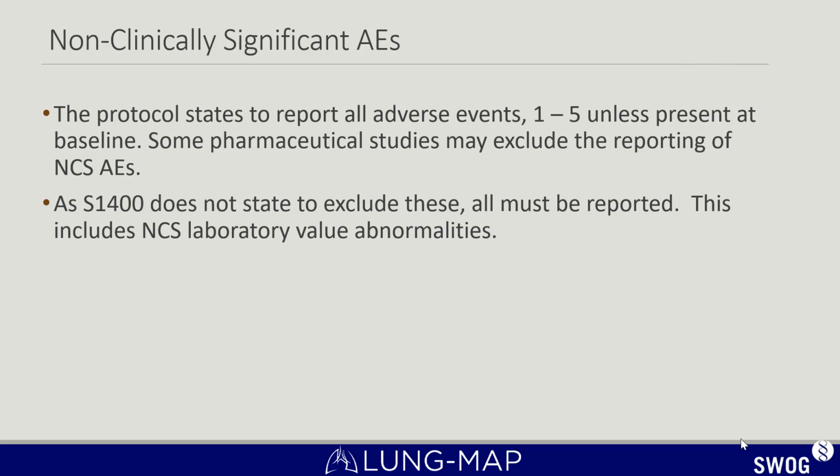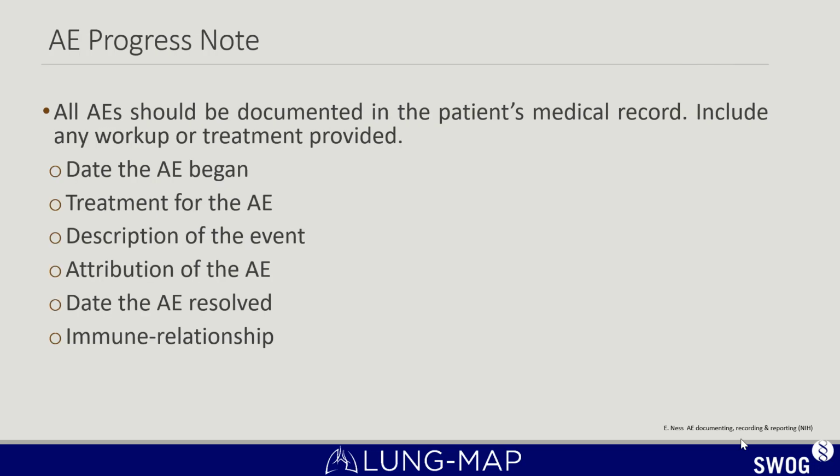Okay? So, the protocol says you need to report all adverse events grades 1 through 5 unless present at baseline. So some pharm study says you can exclude the reporting of non-clinically significant AEs, but 1400 says we need to report them all. And that includes non-clinically significant laboratory value abnormalities. And those are the ones that we usually see aren't reported.